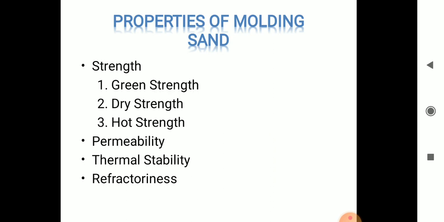Next one is thermal stability. Heat from the casting causes rapid expansion of the sand surface at the mold-metal interface. The mold surface may crack, buckle or flake off as scrap unless the molding sand is dimensionally stable under rapid heating. Then refractoriness. Refractoriness is the absence of melting, softening and adhesion of the sand to the casting, which makes for a better casting surface and easier cleaning of the casting.